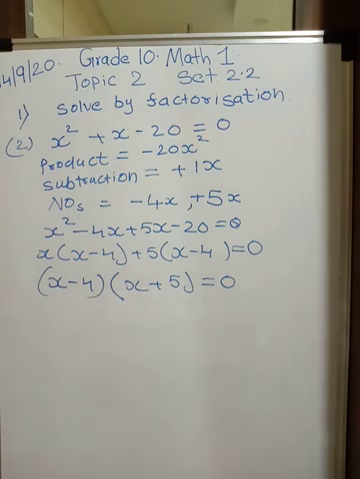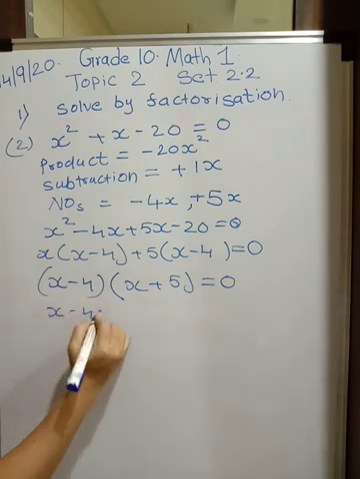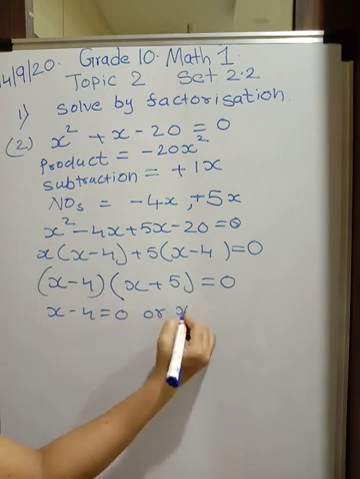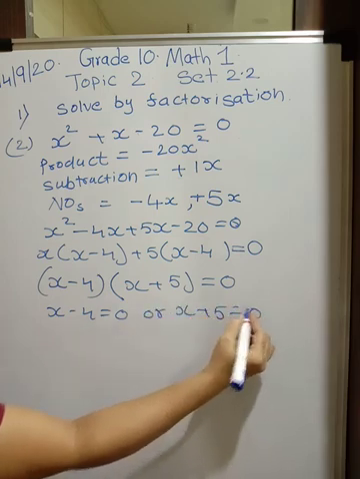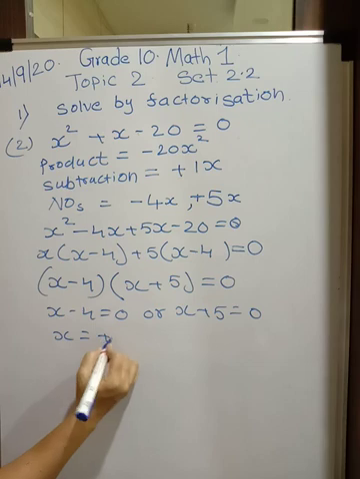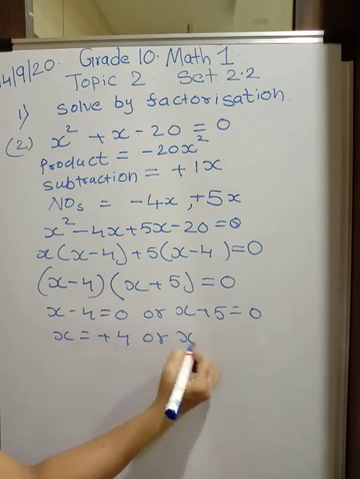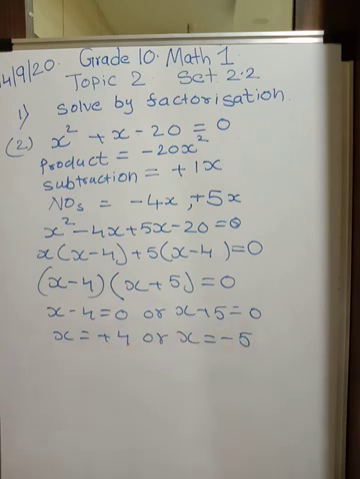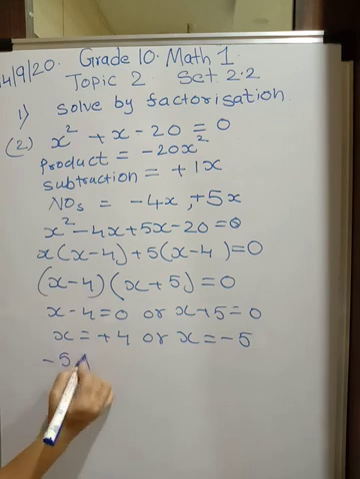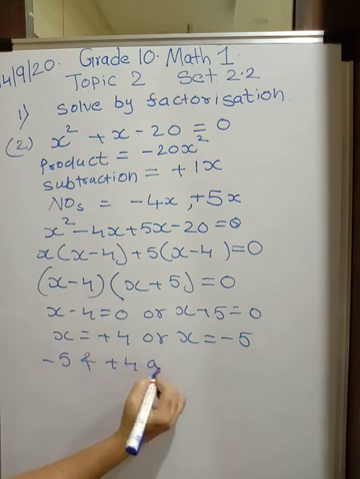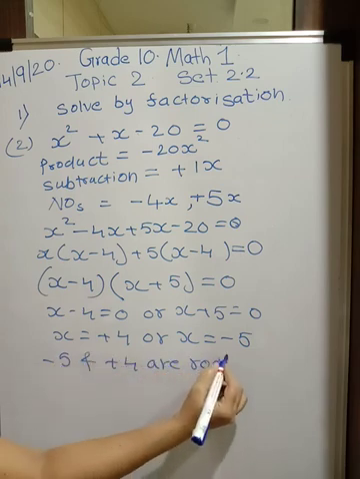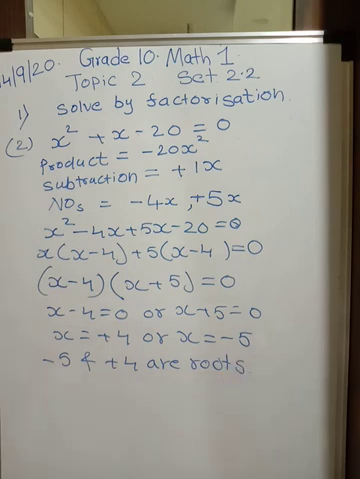Alright. So either x minus 4 will be 0 or x plus 5 will be equal to 0. So x will be equal to plus 4 or x will be equal to minus 5. So minus 5 and plus 4 are roots. I hope it is clear.